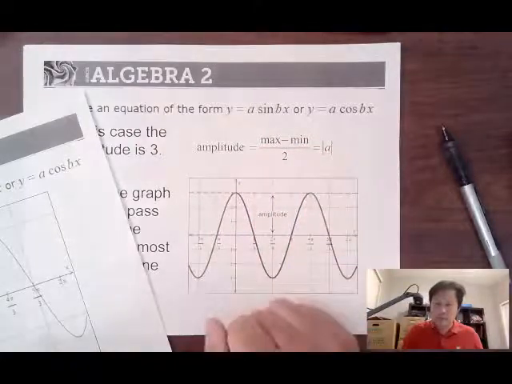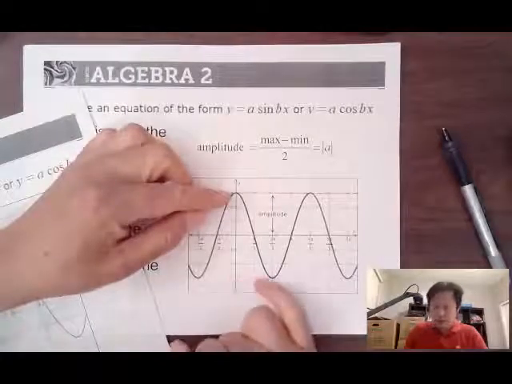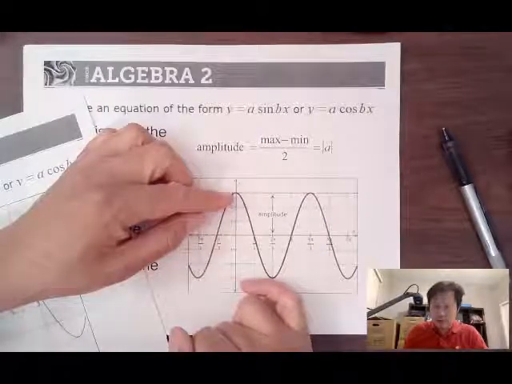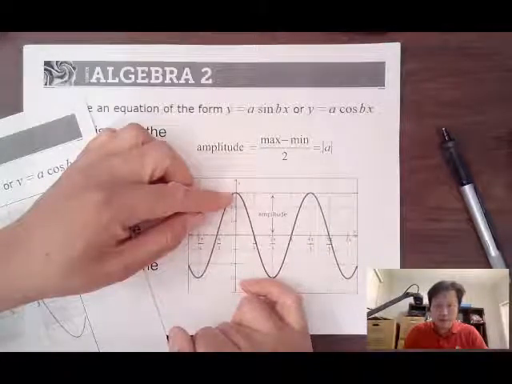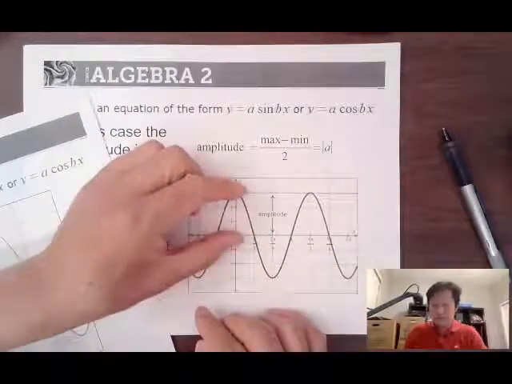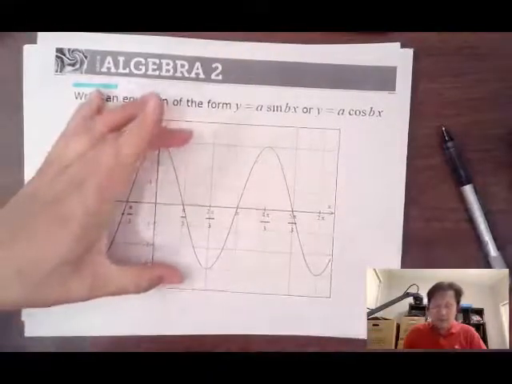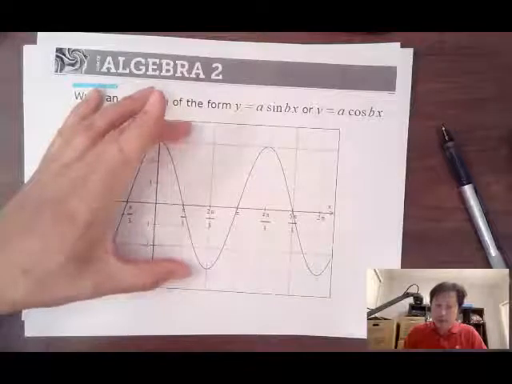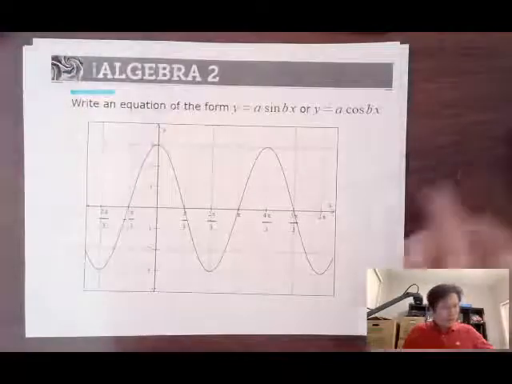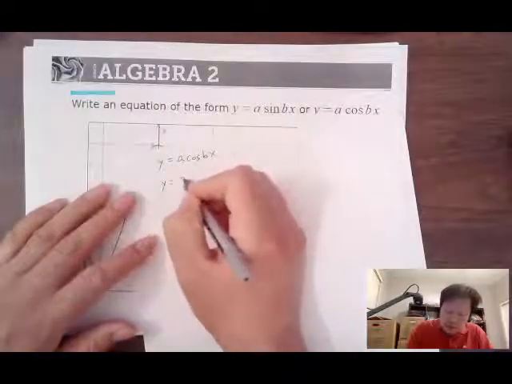So maximum here is 3, minimum here is minus 3. So 3 minus minus 3 will give you 6. Divided by 2 is 3. This case is so simple, you can just count 1, 2, 3. Do not make a mistake of counting that as amplitude. This is not amplitude. That is amplitude. Okay? So we got the amplitude as 3. So you can update that: y equal to 3 cosine bx.